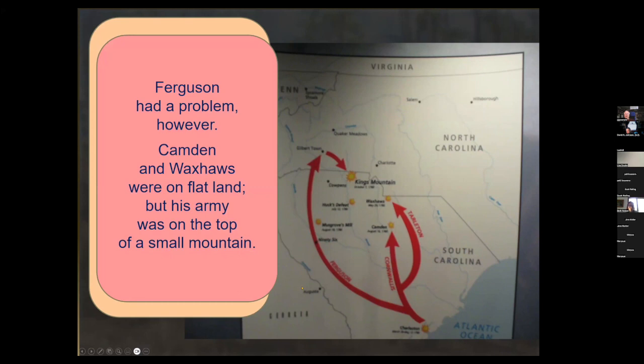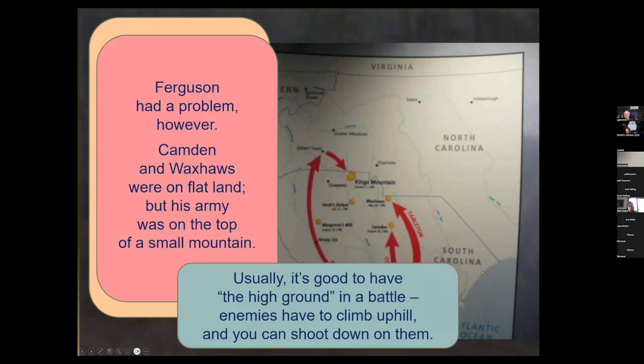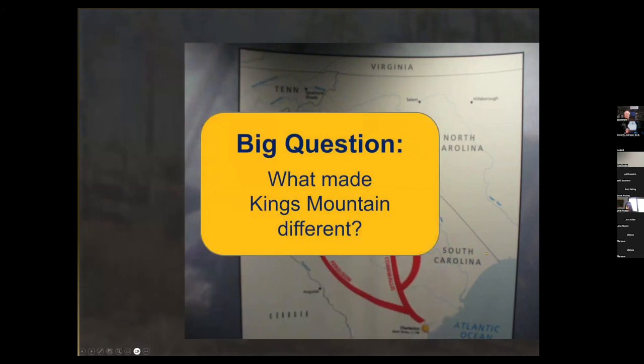He had a problem, however. Camden and Waxhaws were on kind of flat land. But his army had decided to choose a location on the top of this mountain. And usually it's a great place to be. You know, if you're on the high ground, the enemies have to work hard to climb uphill to get to you, and you can shoot down on them. So what made Kings Mountain different? And what made Kings Mountain different is going to wind up telling us what's going to happen at Yorktown.